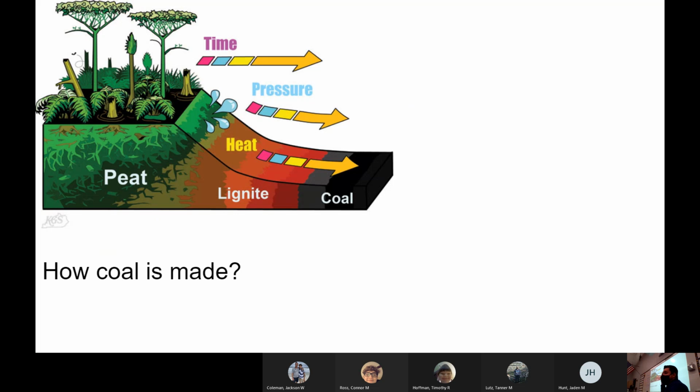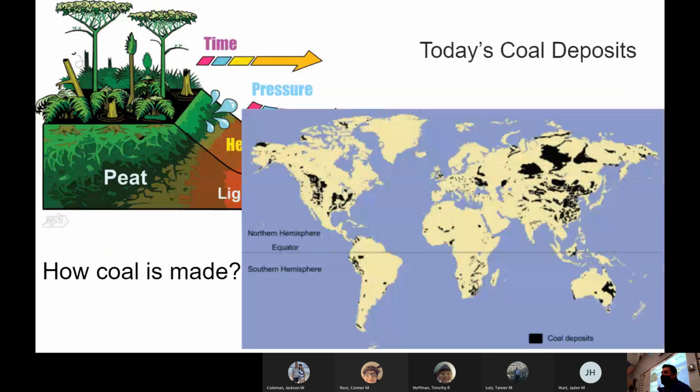Over a long period of time, and again, you put that pressure of packing, that plant material turned into coal. Okay, so the coal we have today, which is on this map, came from ancient forest, ancient woodland.